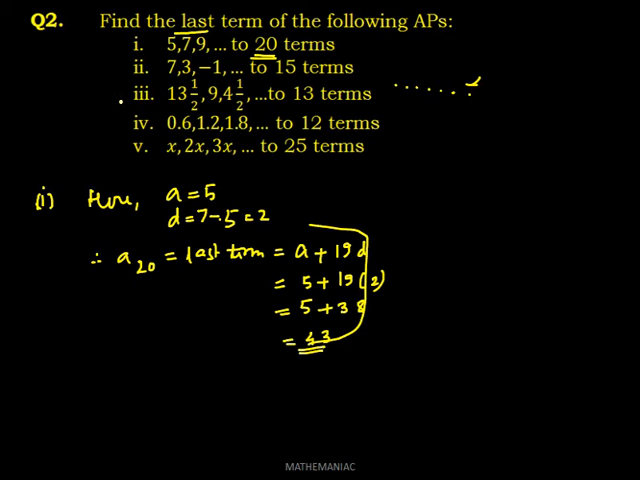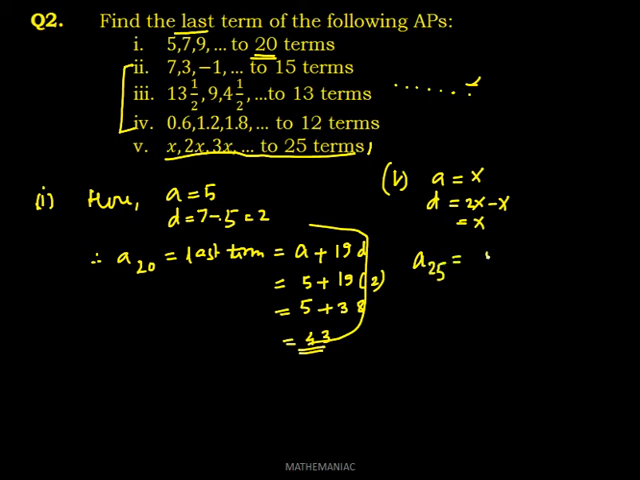Now, I'll not take up these problems 2 to 4. These are homework for you. I'm taking this one. Okay, this is not difficult. Even then, I'm taking it, right? So number 5, in a similar way, A equal to what? X. D will be equal to twice X minus X, that is equal to X. So what do I need? A25 is the last term. So a plus what shall I write? 24D. D is X. So 24 times X. What is the result?